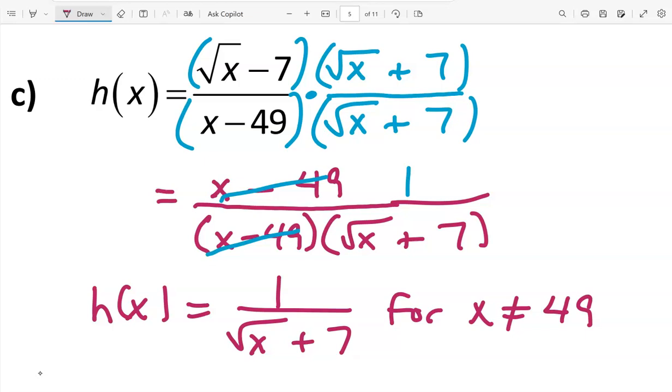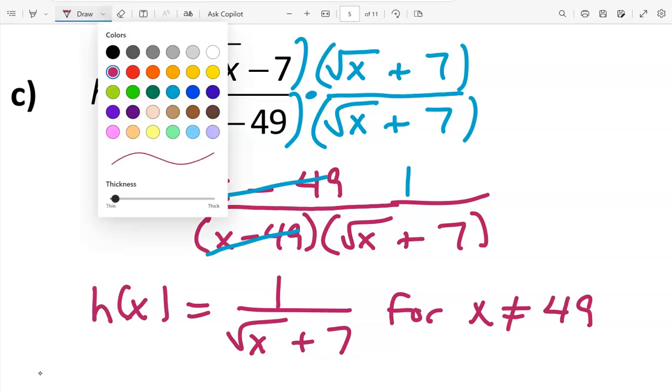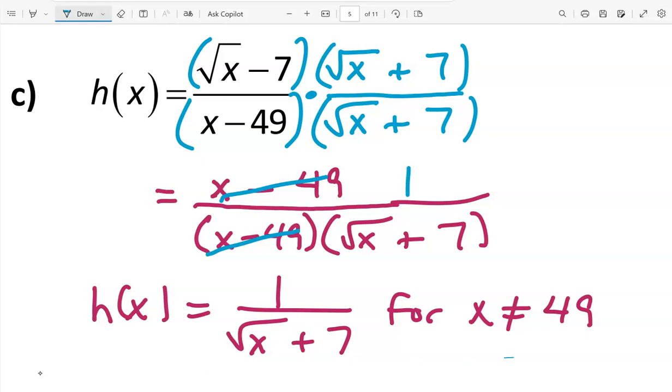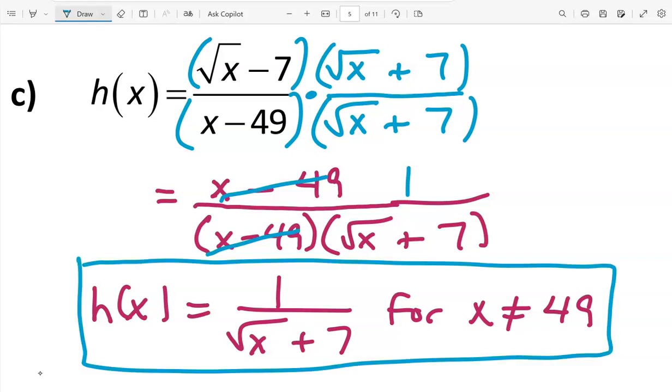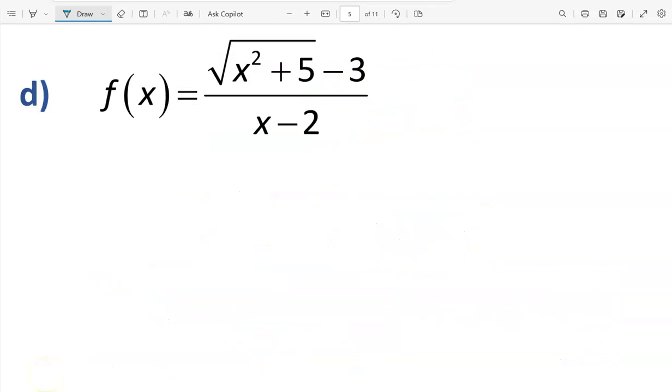And again, we have an implied domain here that x has to be greater than or equal to 0 as well, so it wouldn't be wrong to explicitly state that. By the way, at this point, it is okay to leave a radical in the denominator. It's your turn to try D.